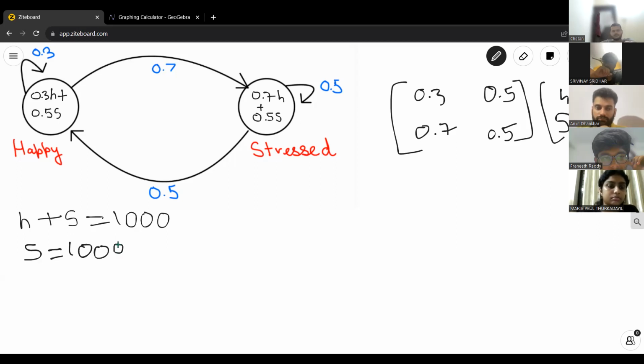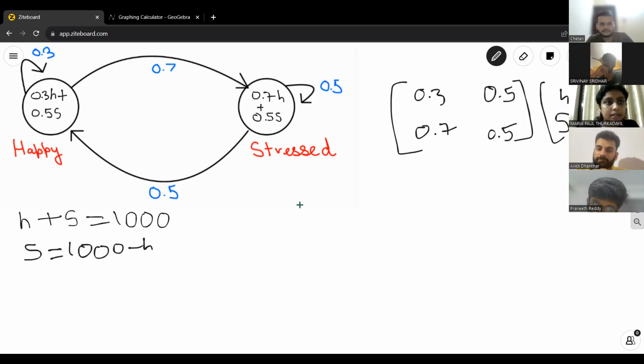1000 minus H. Is it here I'm stuck, or have an idea? Why can't we take h plus s equal to 1000 as a third equation and fit that into the matrix too? But we don't know the right hand side of the first two equations anyways.